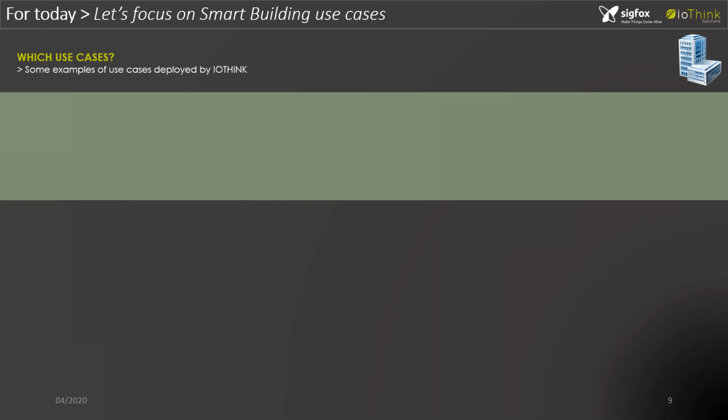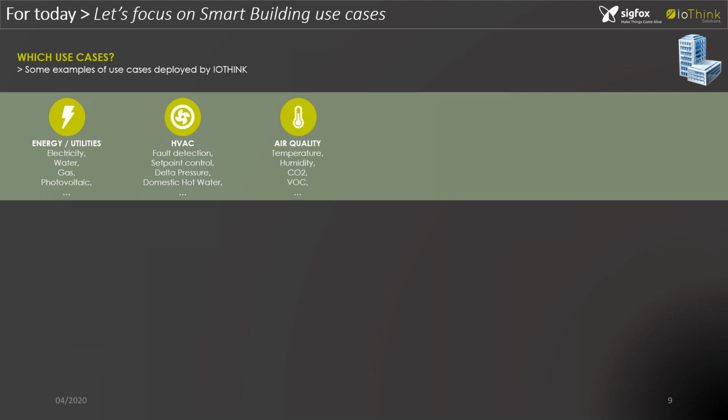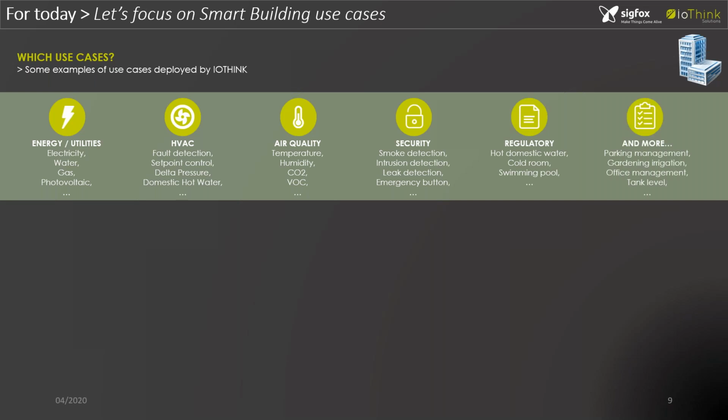So now for today, let's have a focus on smart building use cases. Which use cases in smart building could you have? For example, energy utilities, for example electricity, water, gas monitoring, HVAC, heating, ventilation, air conditioning. You can control the set point. You can get some faults from devices. You can monitor air quality, temperature, humidity. The security is quite important, for smoke detection, intrusion detection, leak detection. Regulatory for hot domestic water, cold room, swimming pool. And more, like parking management, guarding, etc.